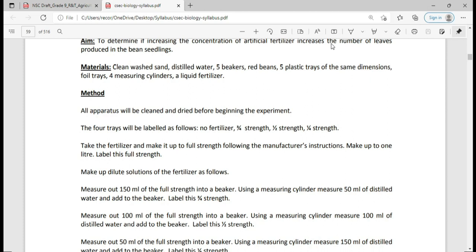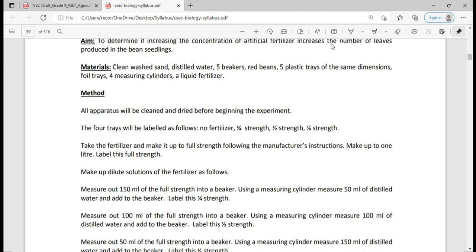The 4 trays will be labeled as follows. No fertilizer, that's one of the trays. That seemingly is your control. 3/4 strength, half strength, quarter strength. Here you realize that there is a clear demarcation as to how the condition to which the seeds are going to be exposed, and it is well outlined there in your procedure.